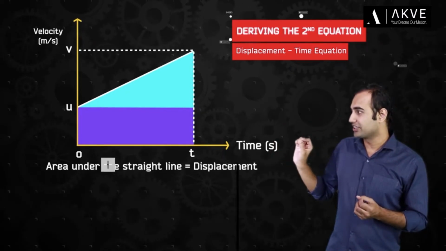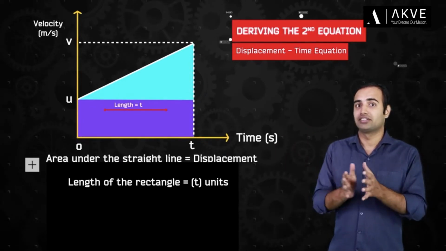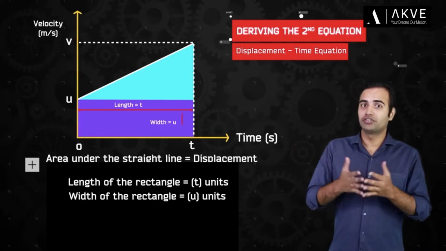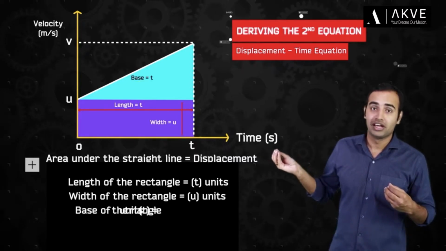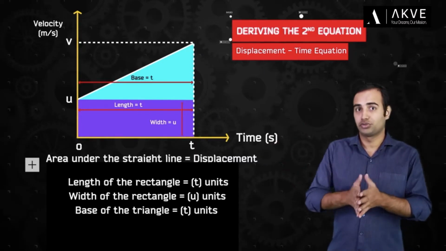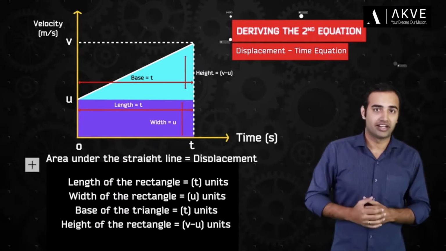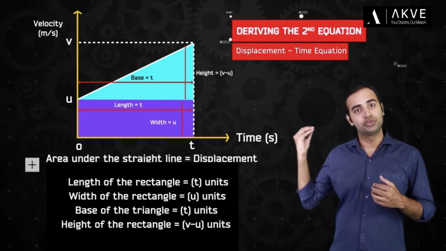Now if you carefully observe, the length of the rectangle is nothing but t units, the width of the rectangle is nothing but u units, the base of the triangle is also t units, and the height of the triangle is basically v minus u units.